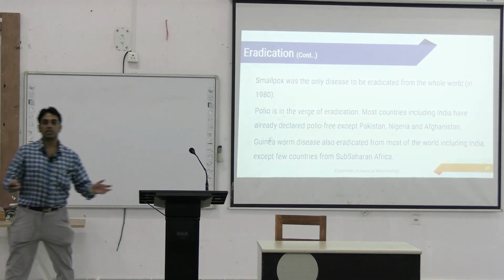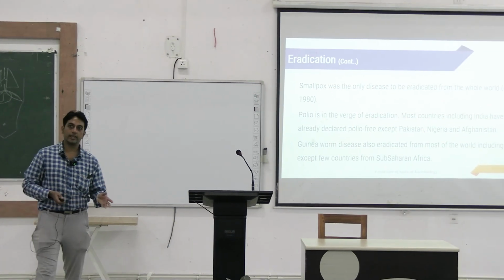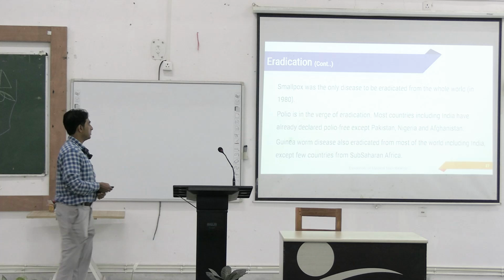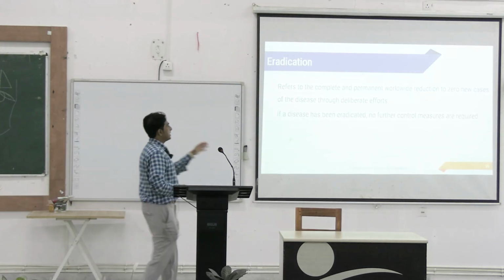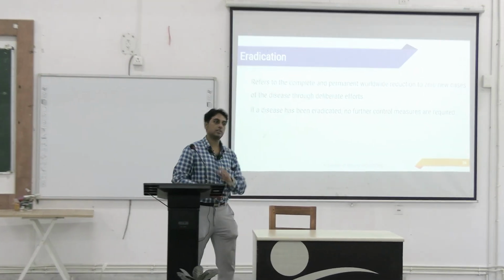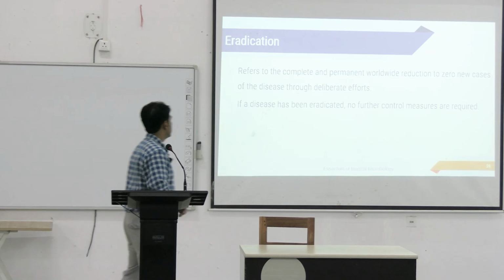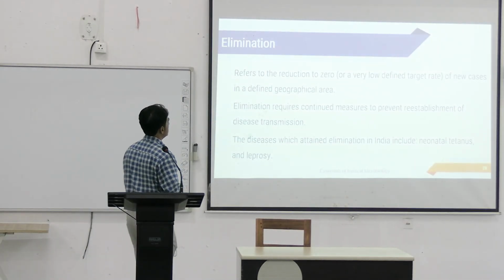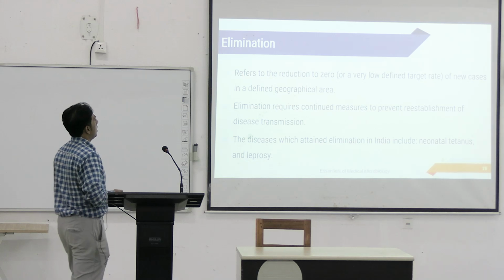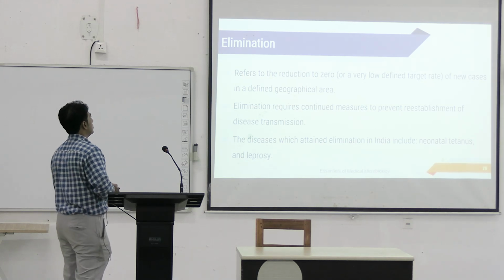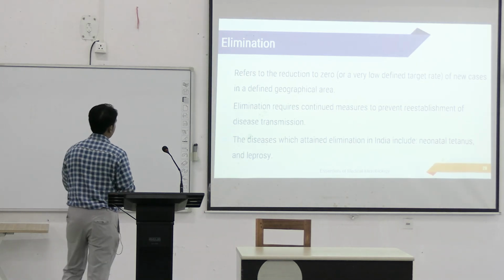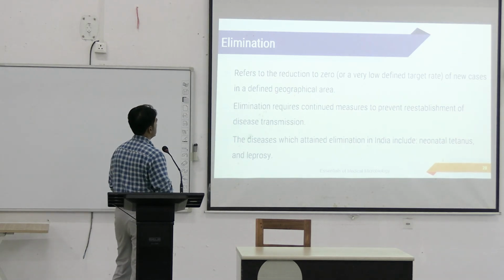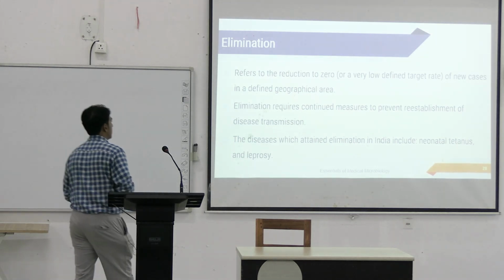তাহলে কোন কোন ডিজিজ মোটামুটি ইরাডিকেটেড হয়ে গেছে? স্মলপক্স হয়ে গেছে and polio is also on the verge of eradication. Polio and guinea worm. ইরাডিকেট হচ্ছে কমপ্লিট অ্যান্ড পার্মানেন্ট ওয়ার্ল্ডওয়াইড রিডাকশন, সারা দুনিয়াতেই আর কোথাও হয় না। Elimination, this refers to reduction to zero or a very low defined target rate of new cases in a defined geographical area. Elimination requires continued measures to prevent re-establishment of the disease transmission.